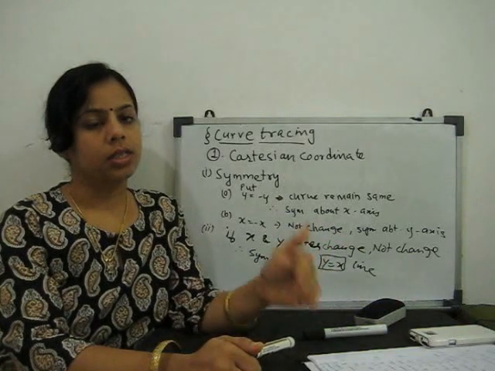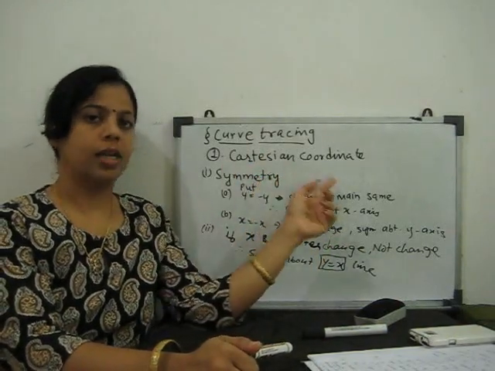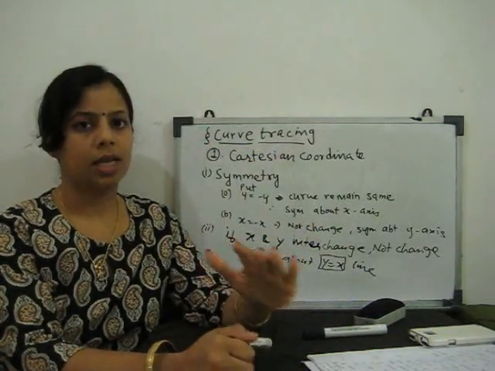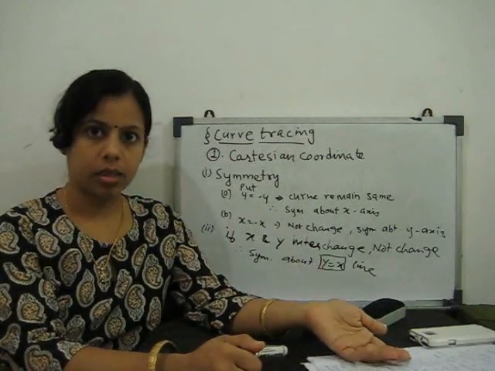So we will discuss three types of curve tracing. First one is curve tracing for Cartesian coordinates, if our curve is given in x and y. First we check whether the given curve is symmetric about the axes or not.